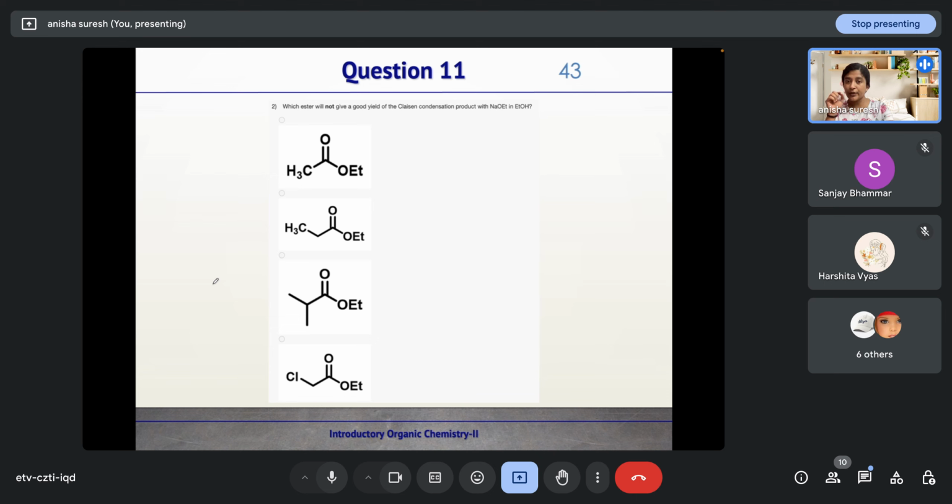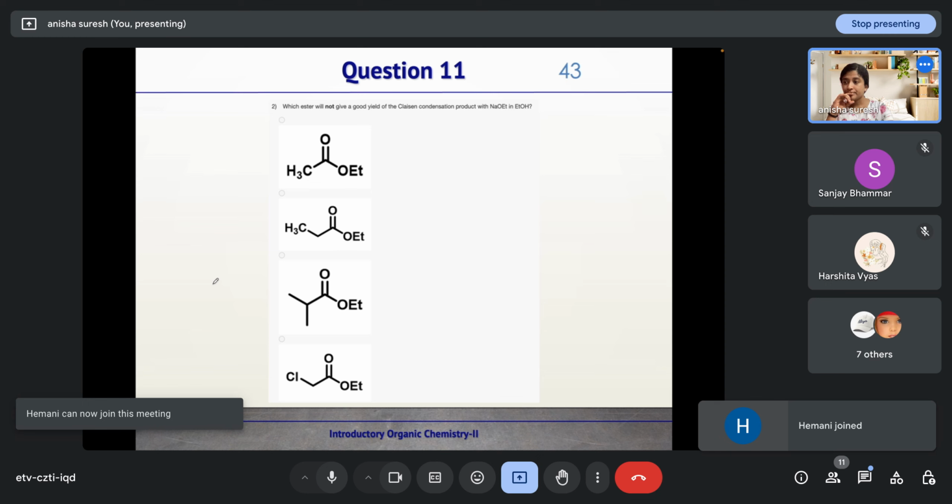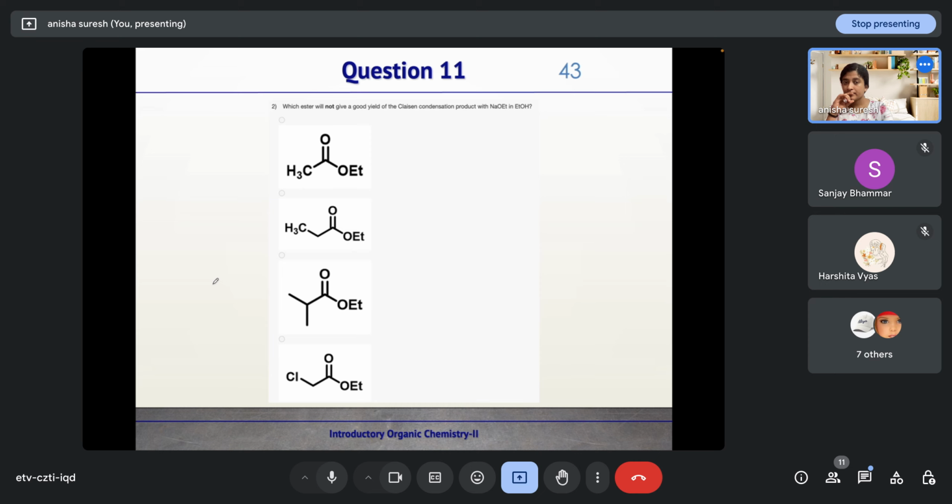Which ester will not give a good yield of Claisen condensation product with NaOEt in ethanol? Will not give a good yield. Option C. Huh? Option?